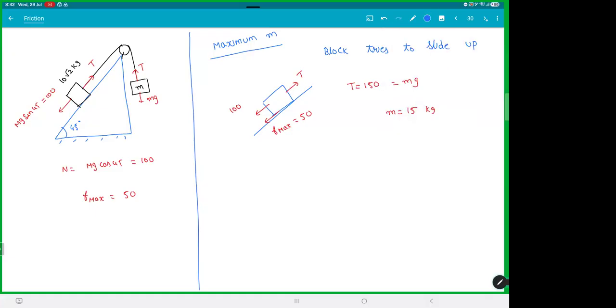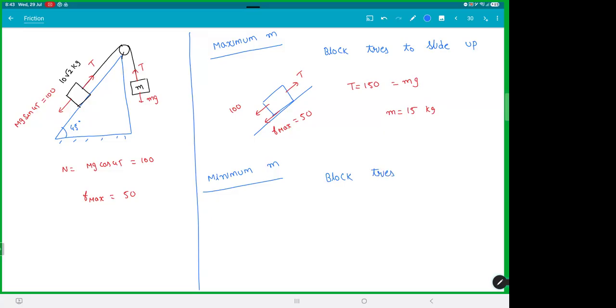But there is another possibility. What if you keep the weight very small, minimum m, meaning you don't have enough mass to stop the block from slipping? Now what will happen? The block will try to slide down. So this is what I was saying.